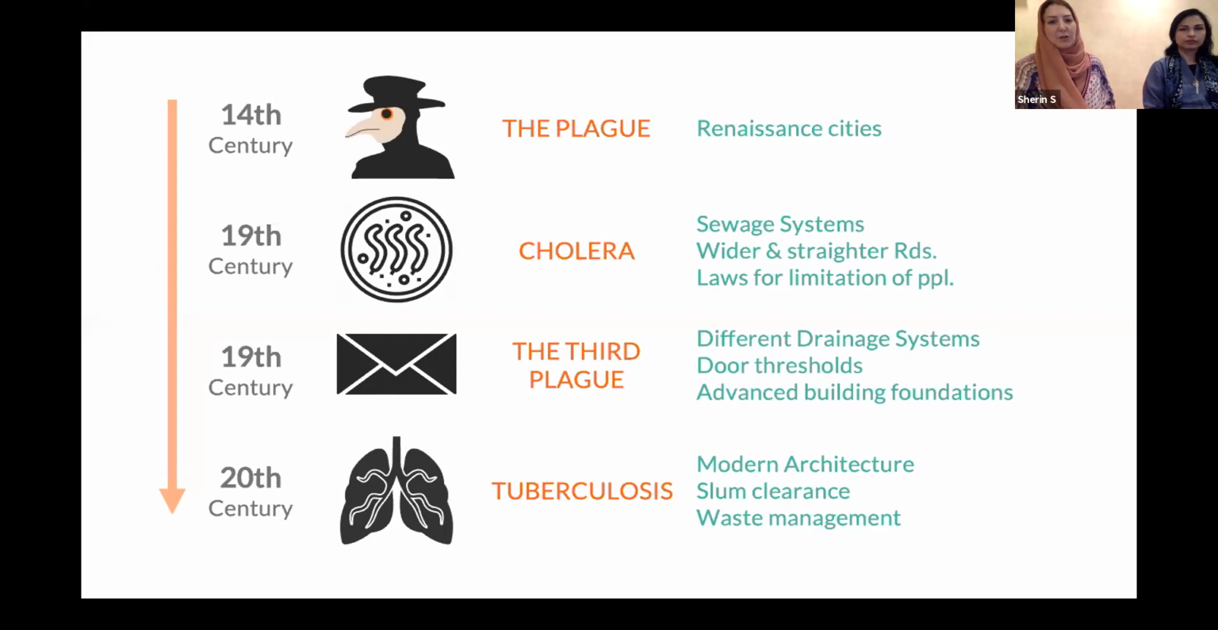We have faced many pandemics, like in the 14th century there was the plague, there was the cholera in the 19th century, and the third plague as well. All of these pandemics have really influenced the way our cities were designed and the way architecture has been influenced, and designers have taken a lot of precautions and perception out of these pandemics into their design methods. Maybe the most recent pandemic before COVID-19 was in the 20th century, tuberculosis, which really influenced modern architecture.